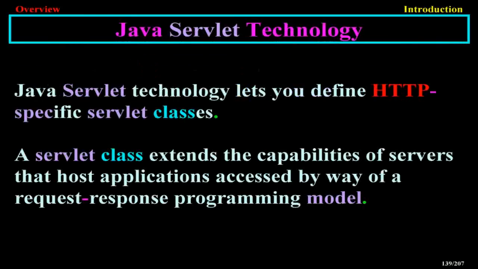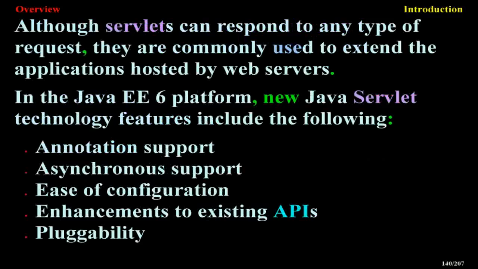Java Servlet technology. Java Servlet technology lets you define HTTP-specific servlet classes. A servlet class extends the capabilities of servers that host applications accessed by way of a request-response programming model. Although servlets can respond to any type of request, they are commonly used to extend the applications hosted by web servers. In the Java EE 6 platform, new Java Servlet technology features include the following: annotation support, asynchronous support, ease of configuration, enhancements to existing APIs, pluggability.